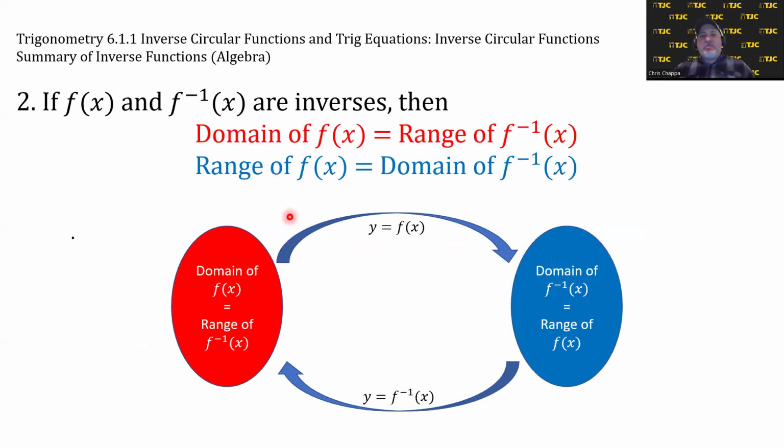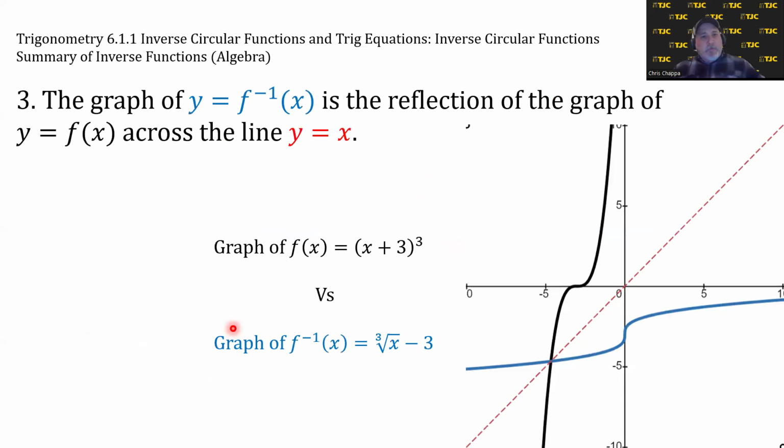If they're inverses, then the domain of one is equal to the range of the other. That's because what comes out of one function has to be able to go into the next. Hence, one function's domain must match the other function's range. The graph of y equals f inverse of x is a reflection of the graph of y equals f of x across the line y equals x.